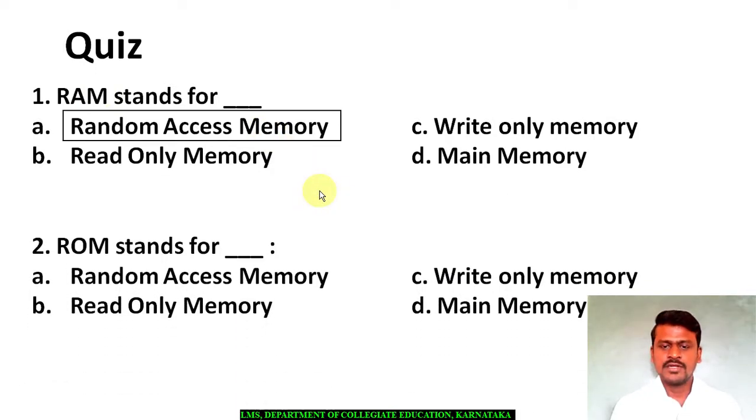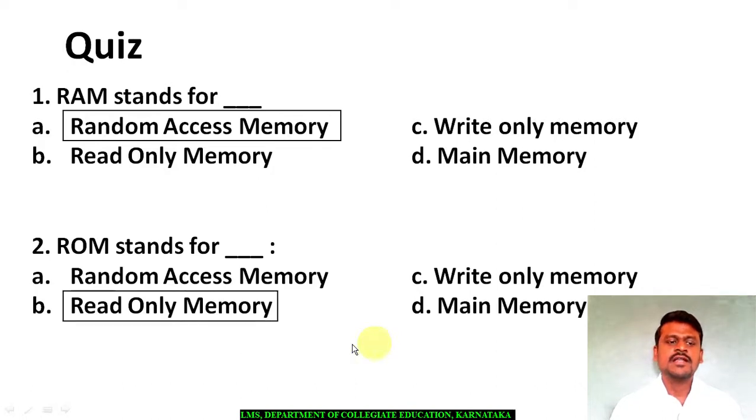Next, ROM stands for, you can guess now using the first letters of ROM. Option A, random access memory. Option B, read only memory. Option C, write only memory. Option D, main memory. Any guesses? Right. Answer is read only memory.